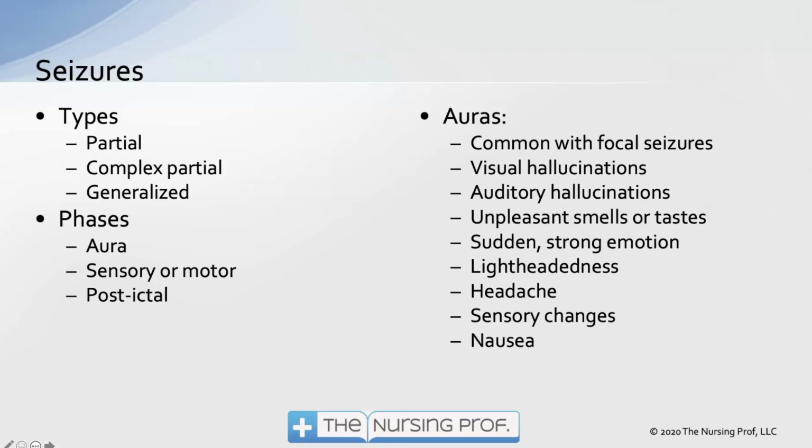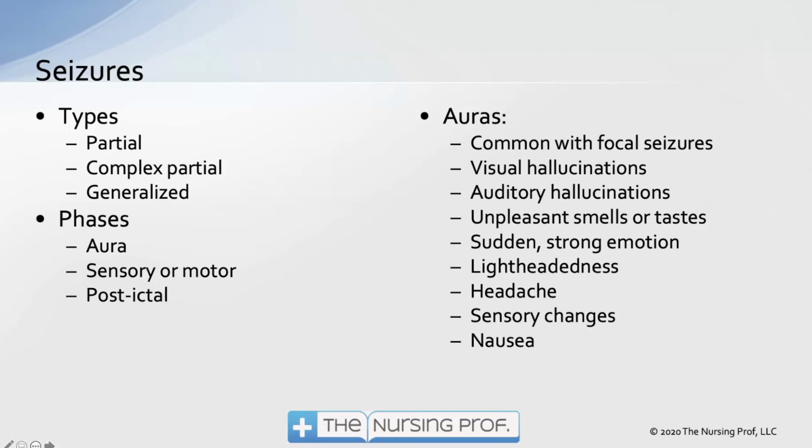The aura is common with focal seizures. It can be visual, auditory, unpleasant smells or tastes, sudden strong emotion. We had a patient who was telling us that they thought something was burning. It smelled like an electrical burn, like something was burning an electrical wire. And she had that right before her seizure. So that was her aura, this unpleasant smell.